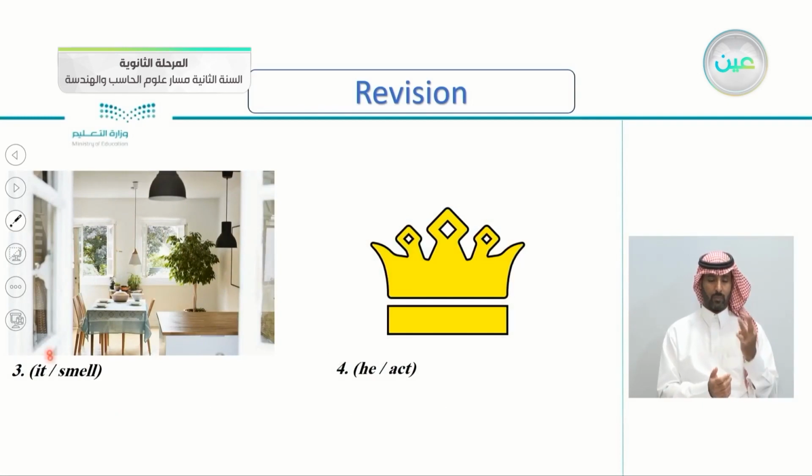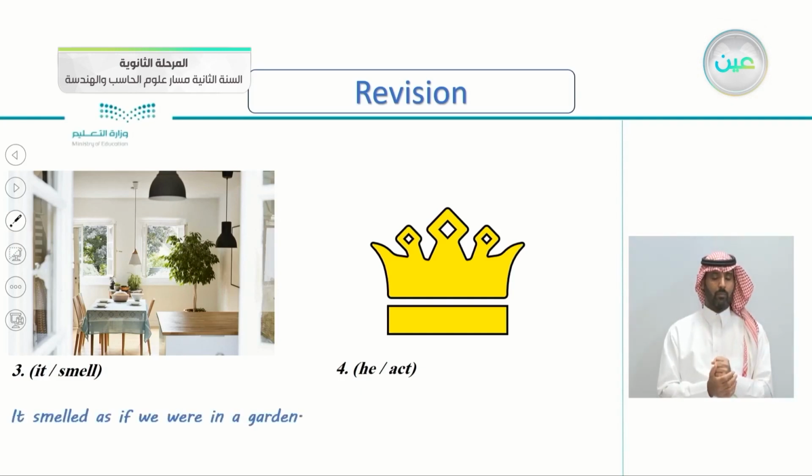Number 3, it smell. And notice all the trees here, all the plants. How do you think it smells in this room? So it smelled as if we were in a garden because of all the plants and the trees here outside. Number 4, this is a picture of a crown, of course. And who wears crowns? Yes, kings. So he act.